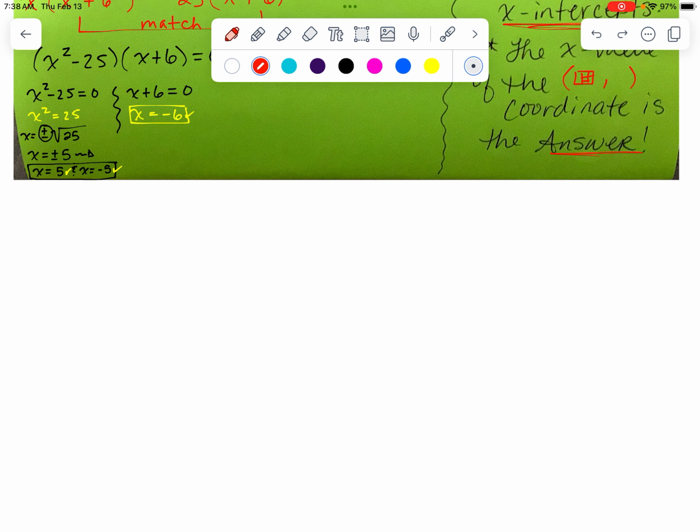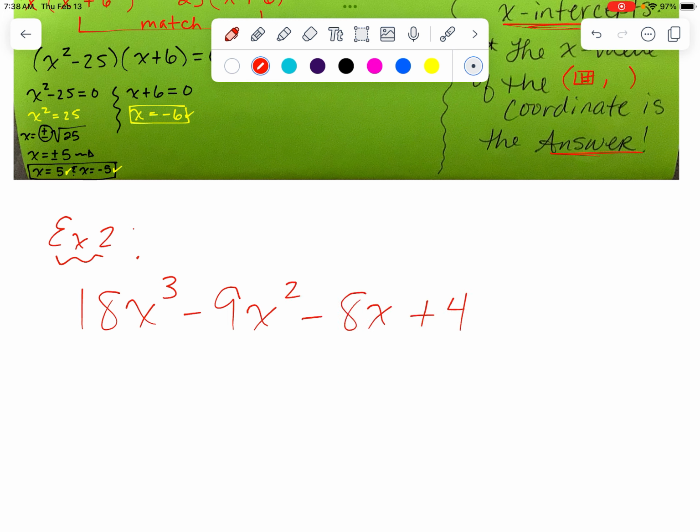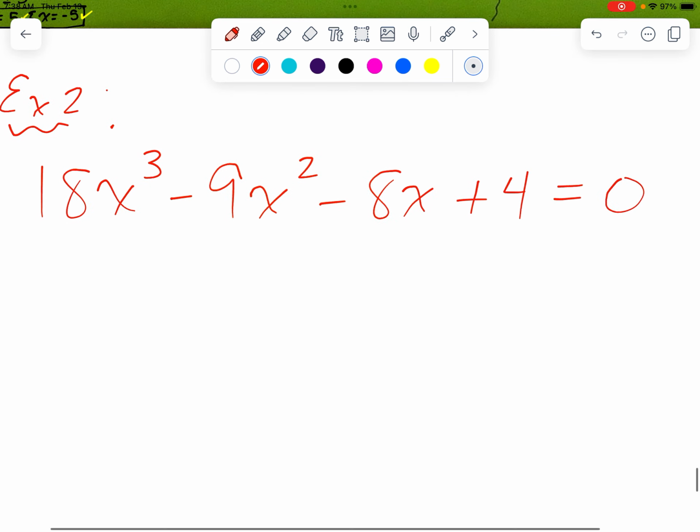Let's look at example 2 down here at the bottom. We're going to say, let's do 18x to the third minus 9x squared minus 8x plus 4 equals 0. Okay, so the first thing we want to do is group our terms.